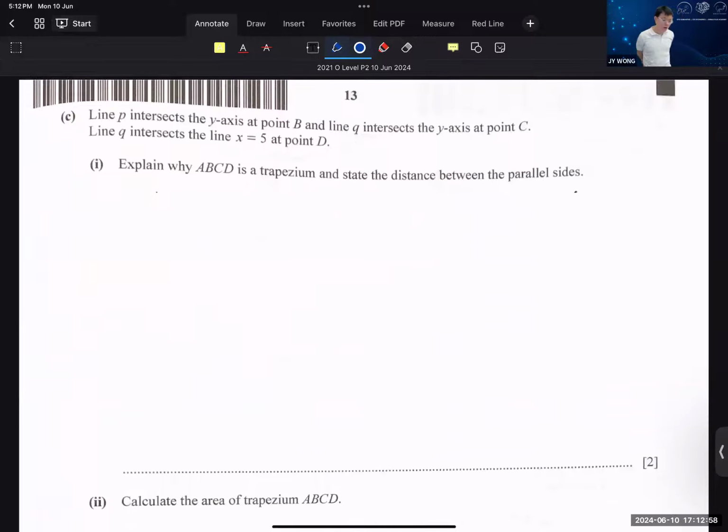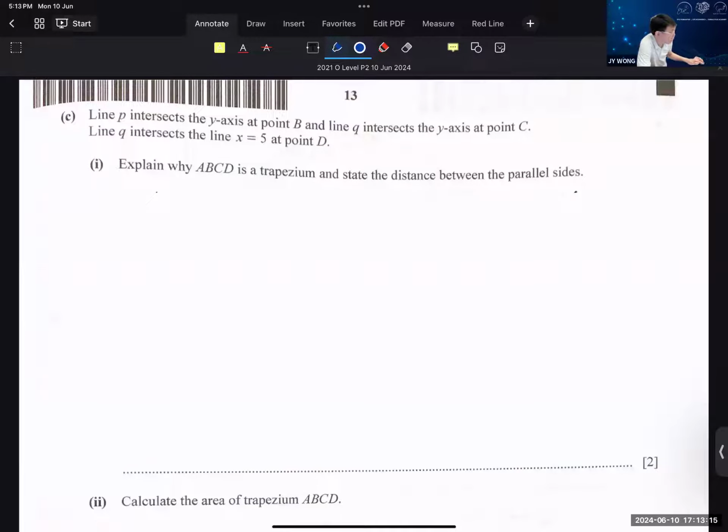The line P intersects the y-axis at point B, and the line Q intersects the y-axis at point C. Line Q intersects the line x equals 5 at point D. Explain why ABCD is a trapezium and state the distance between the parallel sides.